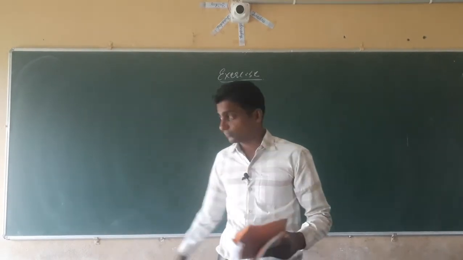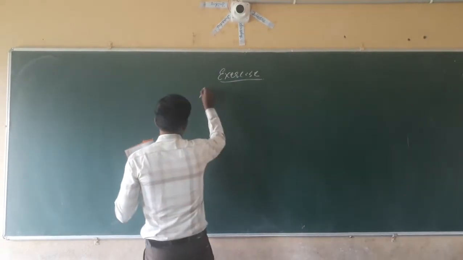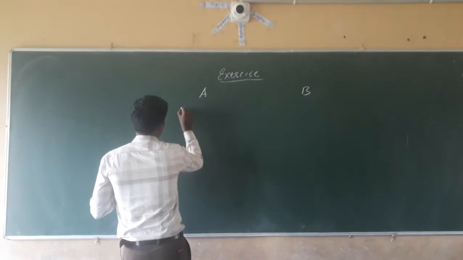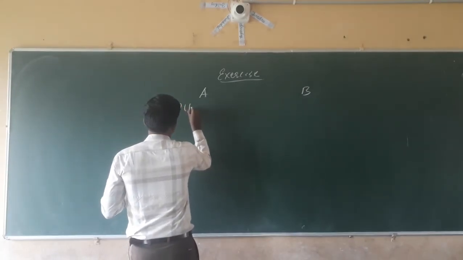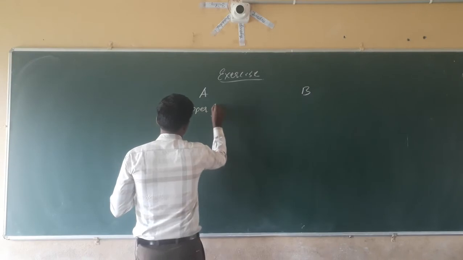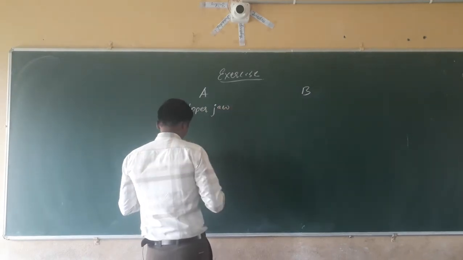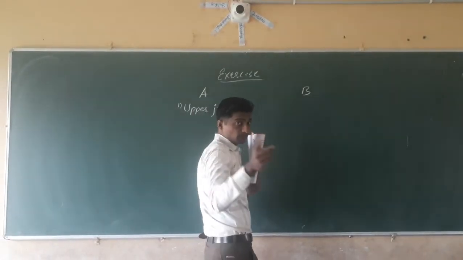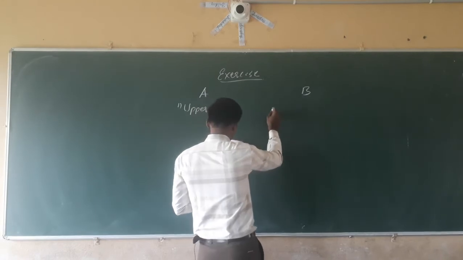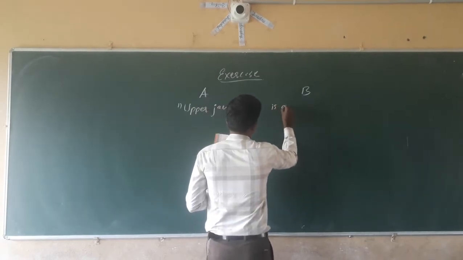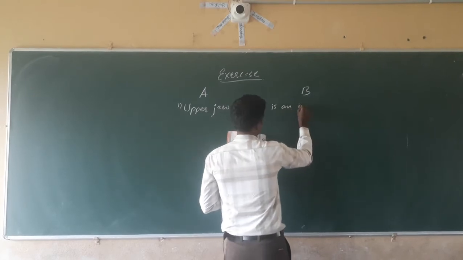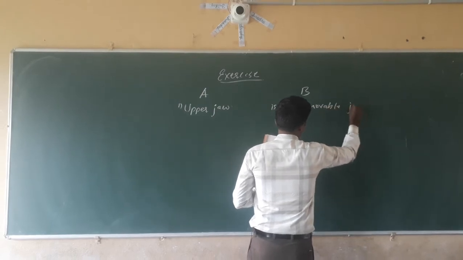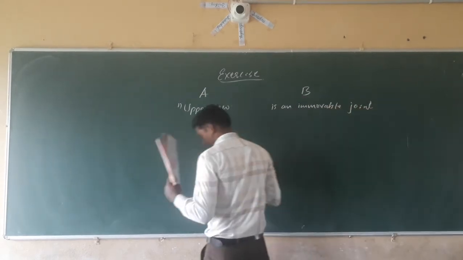Match the following. Some words they have given that we have to match. Here, first one, upper jaw, column A, and here column B. Upper jaw. The first one is upper jaw. The matched word is an immovable joint. The fixed joint, upper jaw is a fixed joint, that is an immovable joint.